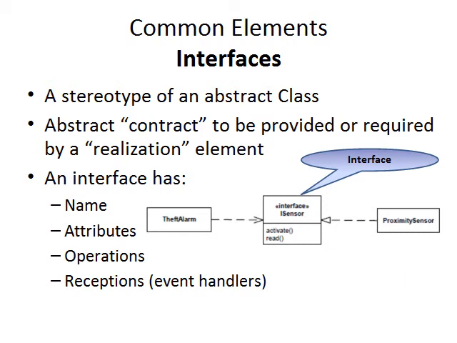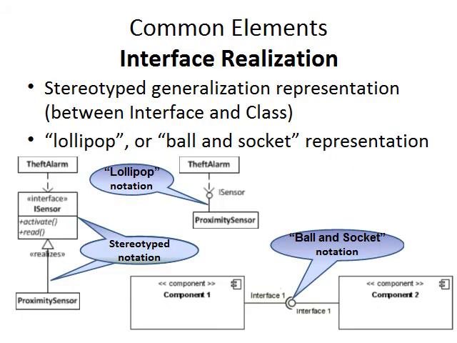On the left is a class called theft alarm, which uses the iSensor interface. And in this diagram, it's showing that it uses the proximity sensor's implemented version of iSensor. It also shows that the iSensor is an interface using the interface stereotype, and it shows the operations that are provided by proximity sensor because it implements the iSensor interface. An interface has a name, attributes, operations, and can also have receptions, which are basically event handlers.